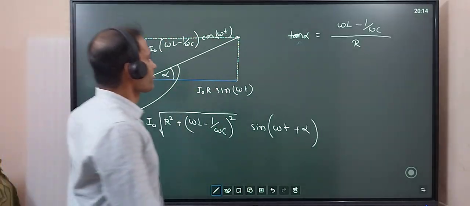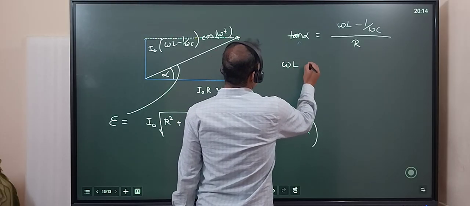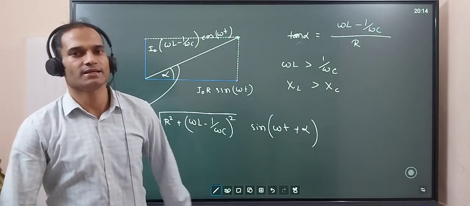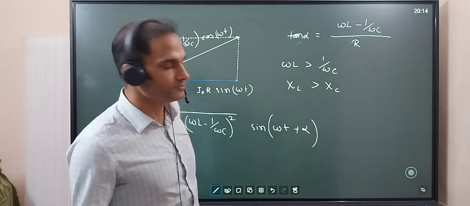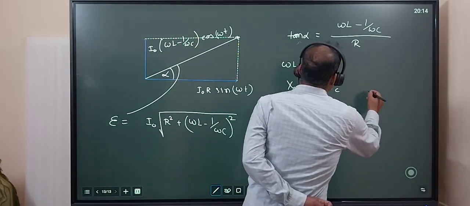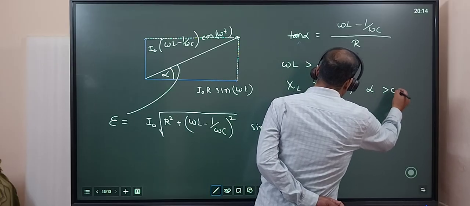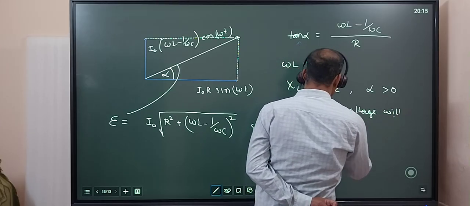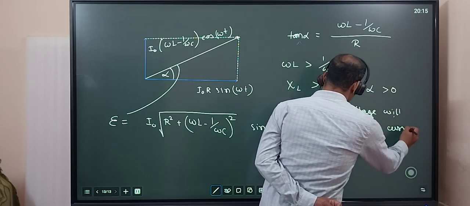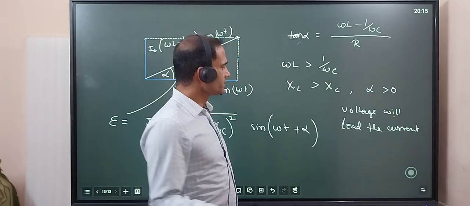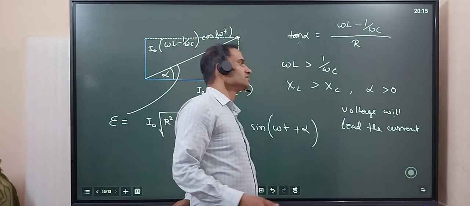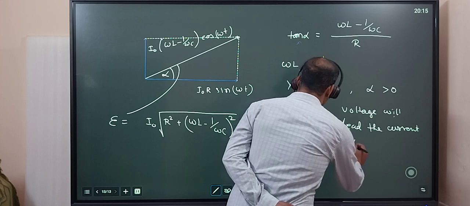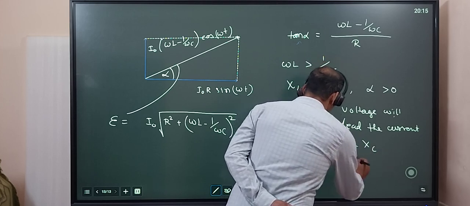Now let us discuss this part, okay? If omega L greater than 1 by omega C or XL greater than XC, if inductive reactance is higher, then tan alpha will be positive. Alpha greater than 0, okay, voltage will lead the current, and the opposite thing is also true. If XC is larger, voltage will lag, okay. If XL less than XC, current will lead.